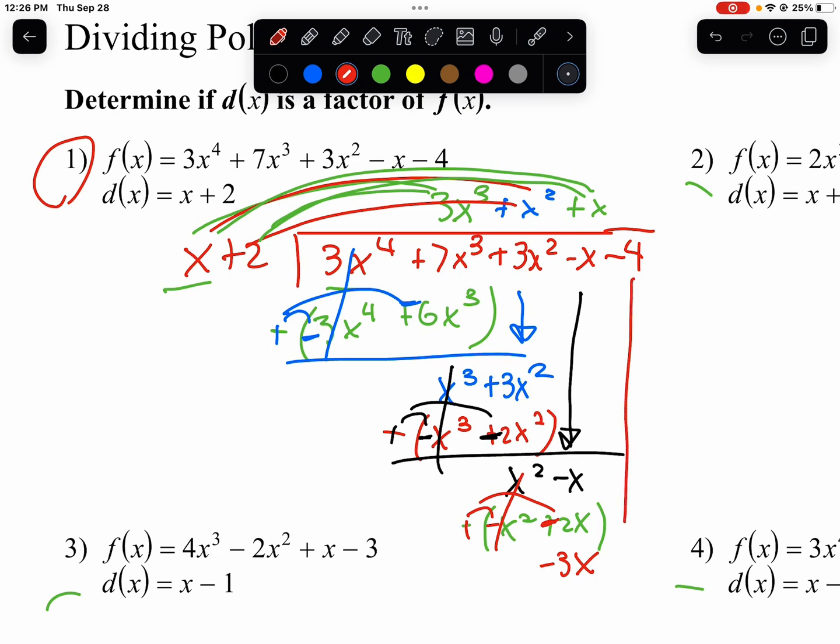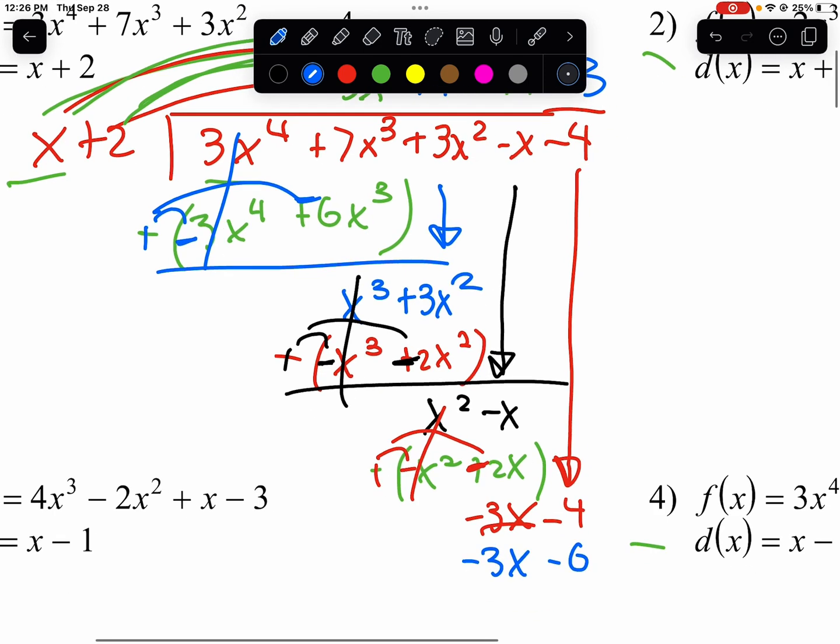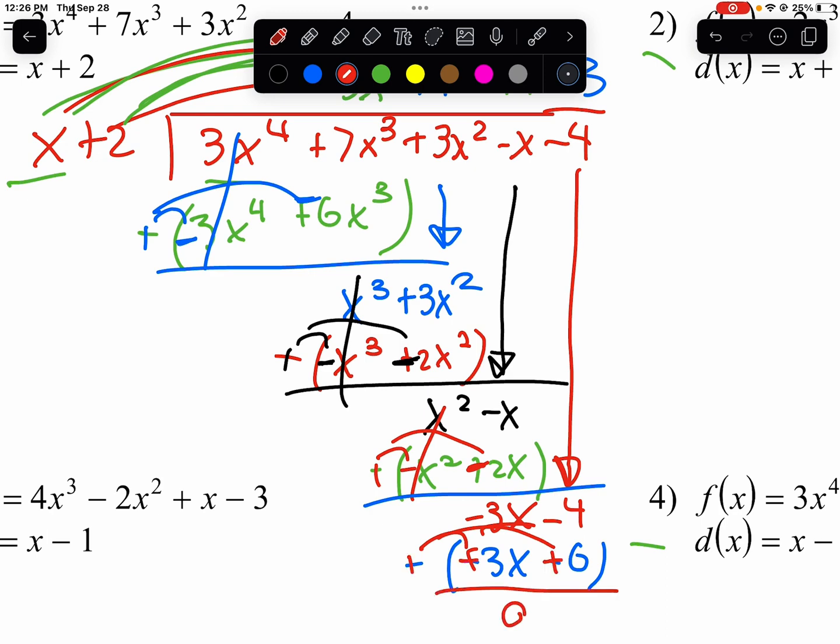And I bring down the negative 4. And then I have to multiply x plus 2 by something to cancel out the 3x, which is going to have to be negative 3. And when I do it, I'm going to get negative 3x minus 6. And I have to subtract both of these values. When I do so, both of these become positives. And I end up getting 0 minus plus 2.